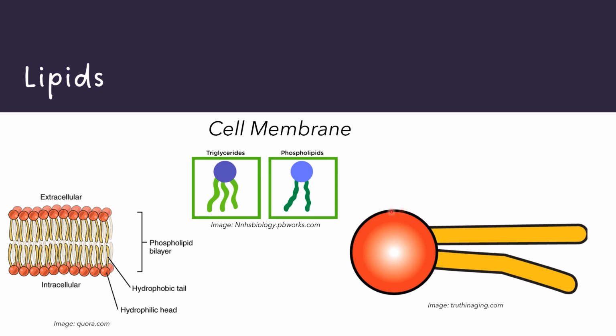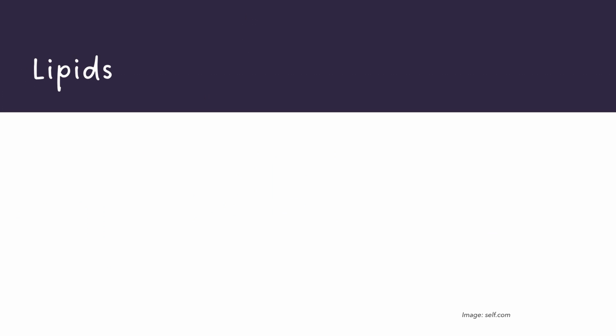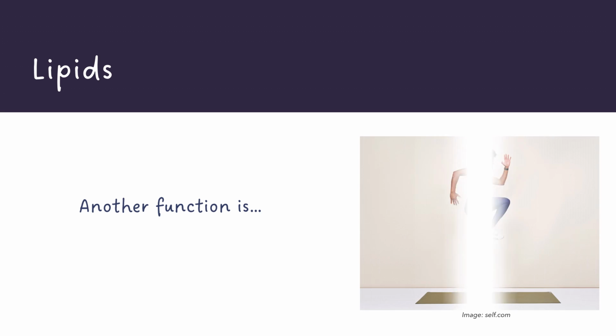As you can see by the diagram, they have a hydrophilic head and a hydrophobic tail. This is how they arrange in the cell. This makes up the cell membrane and controls the molecules that go in and out of the cell. Another function is long-term energy storage. This is used once all the carbohydrates are burned off.